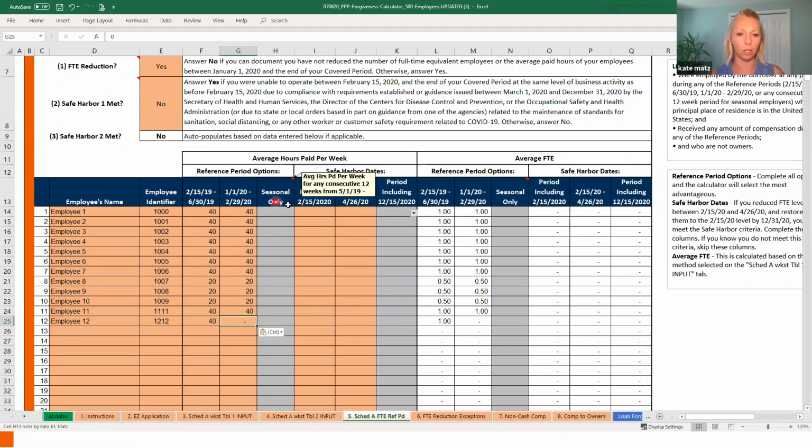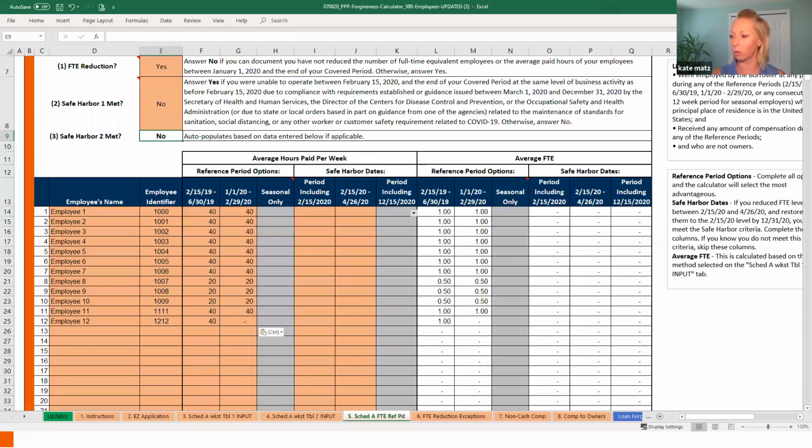We skip over seasonal. Now we look at, do we qualify for another safe harbor? So we talked about safe harbor up here, number 1. Safe harbor number 2, this is white, so it's a calculated field, and that's going to calculate based off of information we input here. So the safe harbor for FTEs, it's the same date as the safe harbor for compensation. And again, these dates don't have anything at all to do with what your covered period is. This is just dates that were selected in the CARES Act.